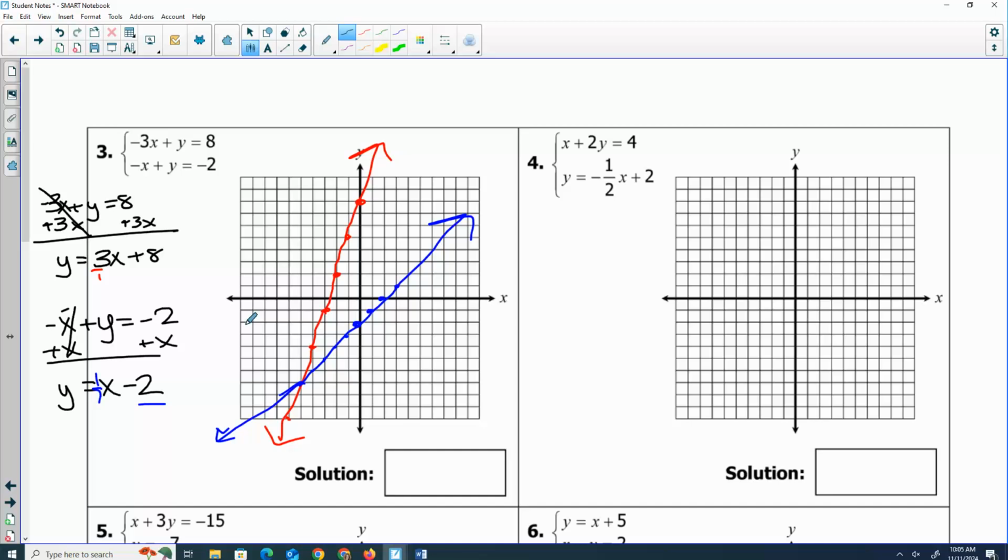So we're looking for the point where they meet. So remember, it's x and then y. So my x, we have to go backwards 5, so x is negative 5. Y, we go down 7. So negative 5, negative 7. Okay, we're going to do a few more of these and make sure we've got it.